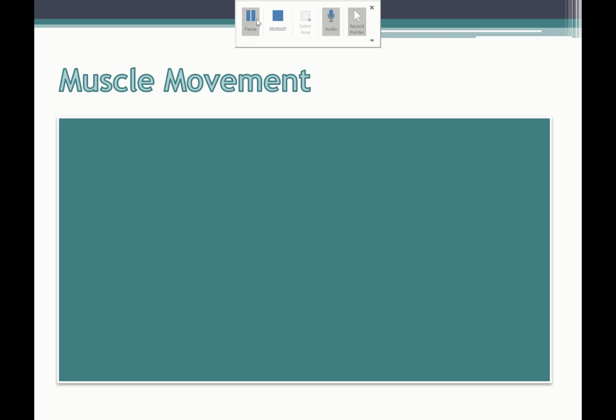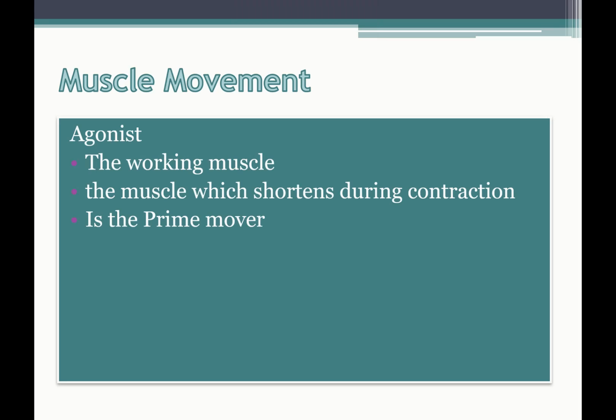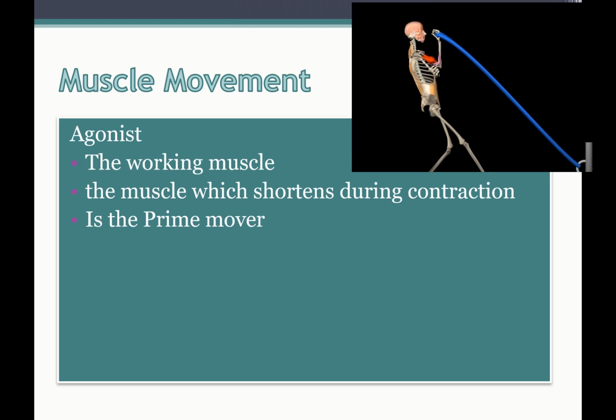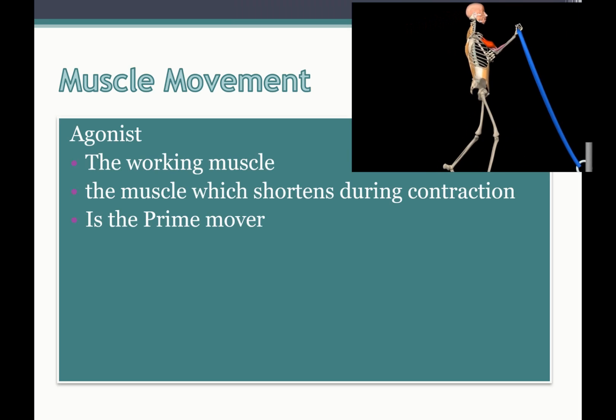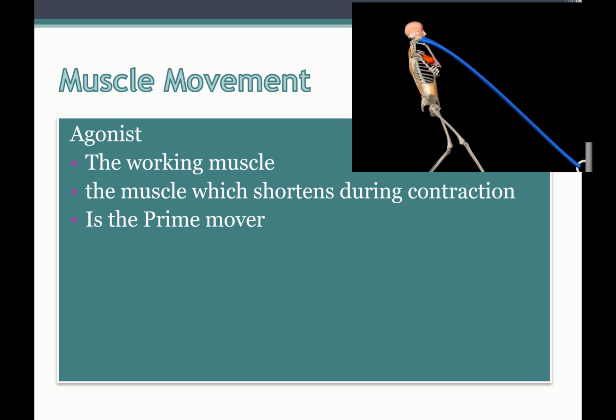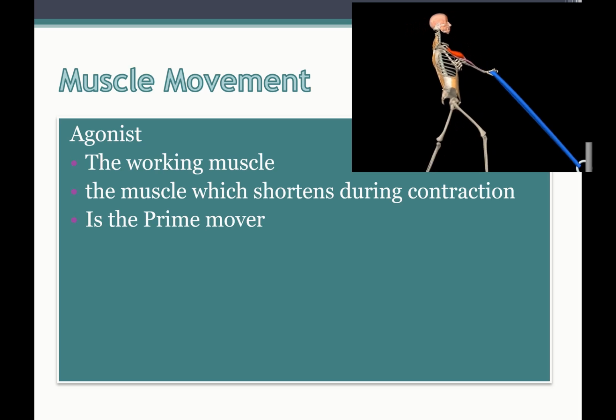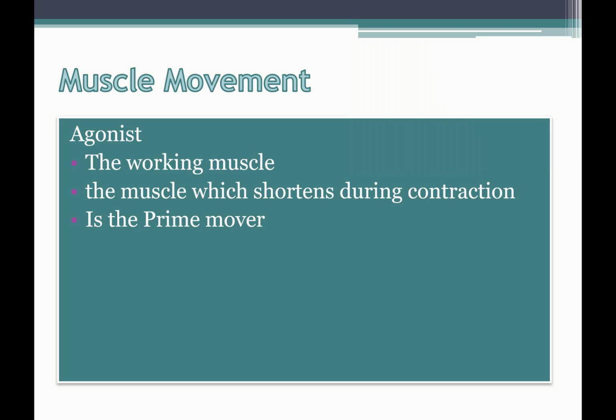The first key term is what's known as the agonist. Now, the agonist is the working muscle during any given movement. So, if we take, for example, the bicep curl, on both the upward and downward phases of the bicep curl, it's the bicep brachii, which is the primary muscle, the prime mover, which is being worked during that movement. More often than not, it is the muscle which shortens during contraction as well. So this is what's known as concentric contraction, which we'll speak about a little later.